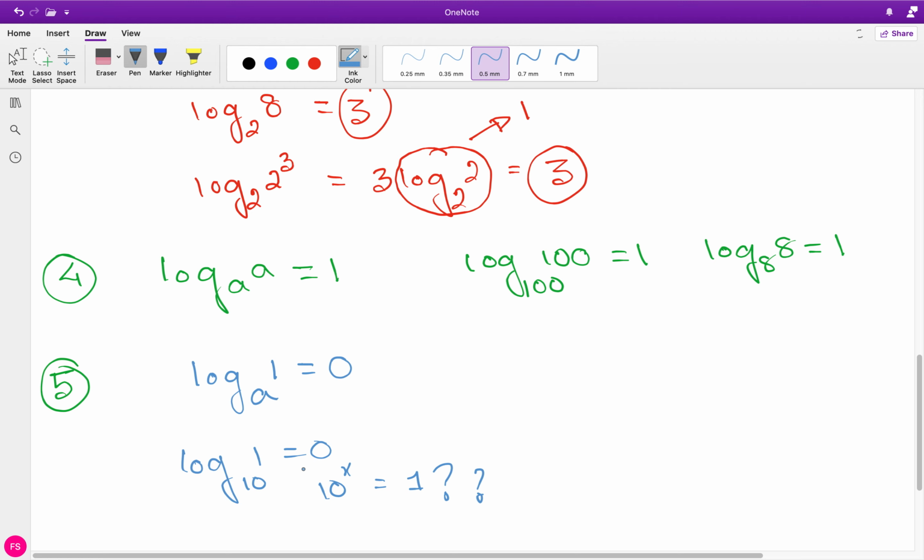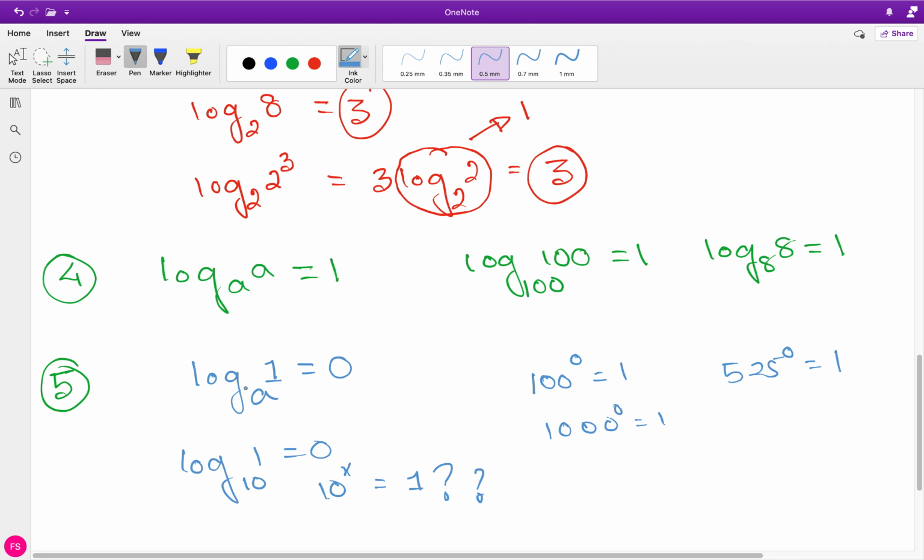It's actually true for anything. Anything to the power of 0 is 1. It doesn't matter what your term is. 100 to the power of 0 is 1. 1000 to the power of 0 is 1. 525 to the power of 0 is also 1. So whenever you find the log of 1, it doesn't matter what the base is, the answer is always 0. So this is the last rule for the day.